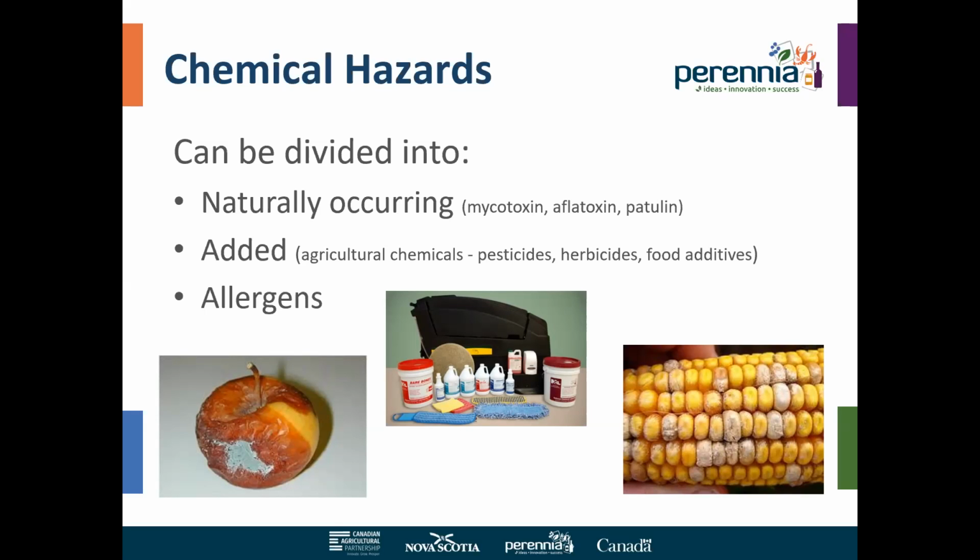So mycotoxins, aflatoxins, these could be moldy peanuts. There are also toxins associated with mushrooms, fumonisin, which is in moldy wheat or corn, and then patulin is in moldy apples.